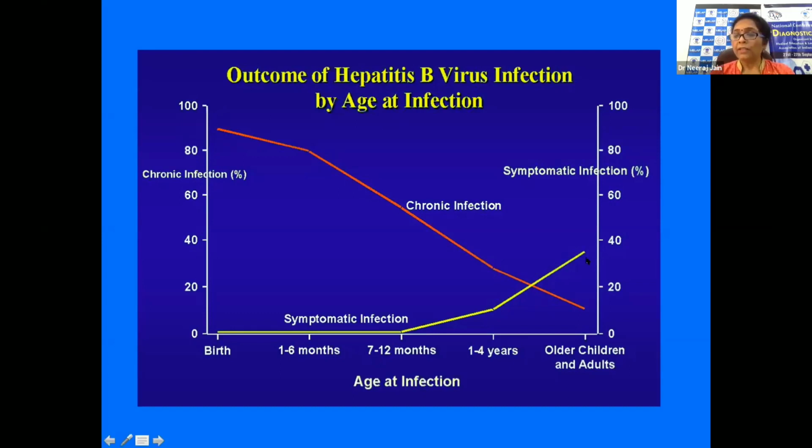Whereas if this infection is acquired at a later age, in older children or the older population, around 5 to 10% of people are going to be chronic carriers. This is important to understand. Most of the group harboring infection from in utero is asymptomatic. To pick up this group, only serological markers are going to help us because these patients are not symptomatic. So it is very important to know the serology.